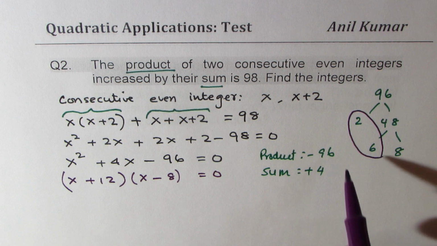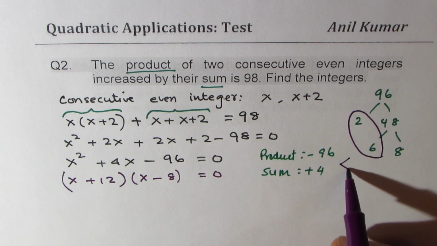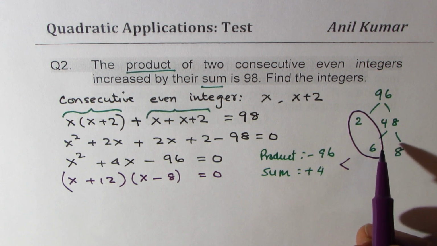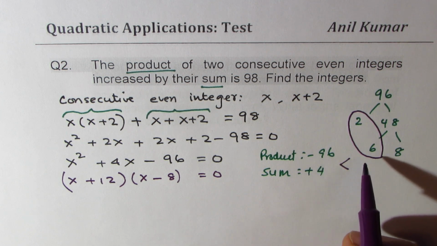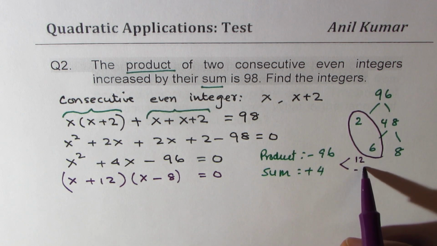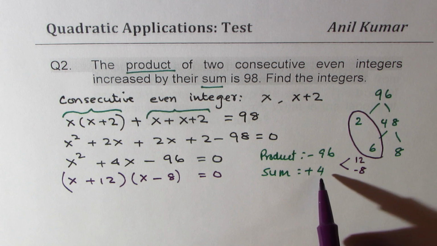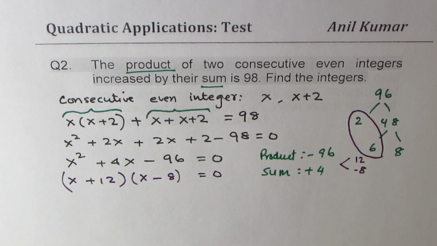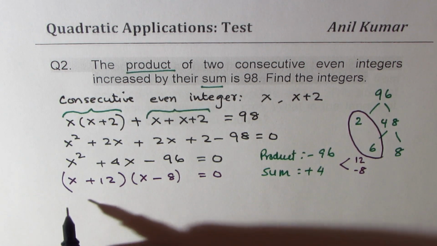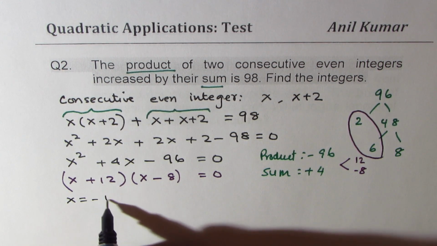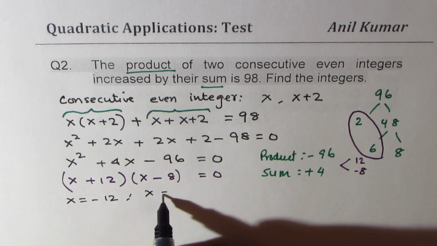See how I factored. So I have two numbers whose product is minus 96. So the numbers are 12 and minus 8. When you add them, you get 4. Perfect. So that gives you the solution that x is equals to minus 12 or x is equals to plus 8.